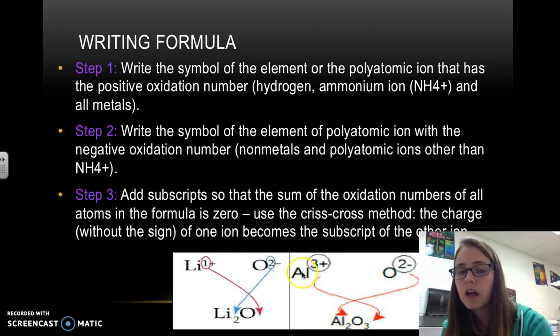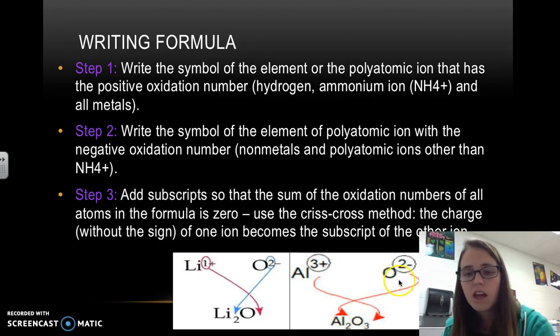Here's another example. Aluminum has a 3+ oxidation number or charge. Oxygen has a 2- oxidation number or charge. And once again, we are going to write the positive first. So aluminum gets written first, then oxygen gets written, and then we crisscross. The oxygen will now get the 3 that was the oxidation number. It now becomes a subscript for oxygen. And oxygen is going to give its 2 to aluminum, and that now becomes the subscript for aluminum. And that is really all there is to writing formulas.